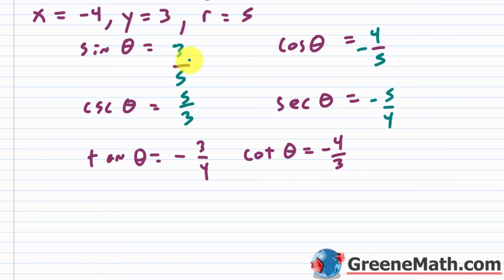So your sine of theta here is 3/5. Your cosine of theta here is -4/5. Your cosecant of theta is 5/3. Your secant of theta is -5/4. Your tangent of theta is -3/4. And your cotangent of theta is -4/3.